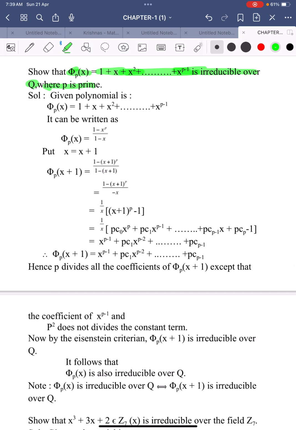So the given polynomial can be written as phi p of x equals 1 plus x plus x square and so on plus x power p minus 1. Simply, this polynomial can be written as 1 minus x power p divided by 1 minus x. Yes, it is right. You can check it.